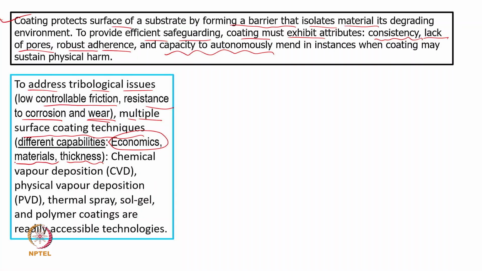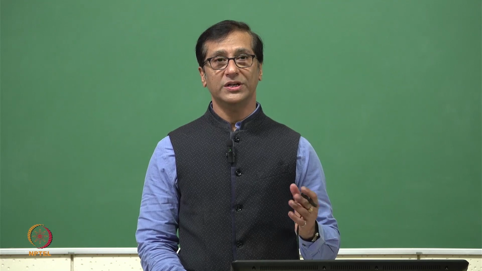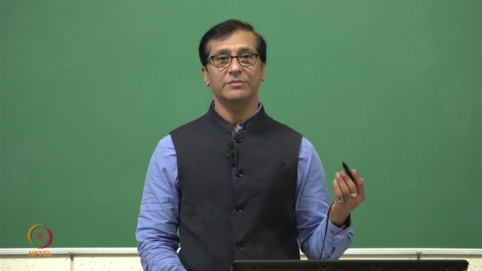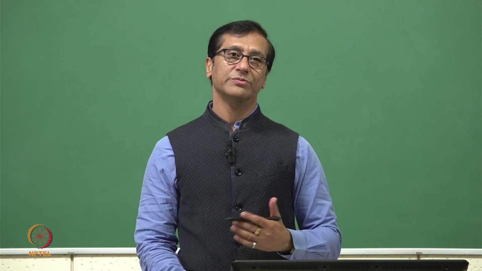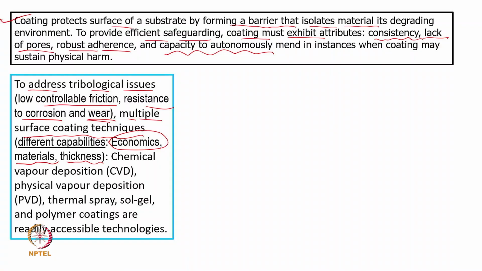Another one, I say, is the different materials, because every material may have a different melting point. Like a ceramic will have a high melting point. Naturally, manufacturing processes will change. And what are these manufacturing processes? CVD is one, chemical vapor deposition. Physical vapor deposition is another one.